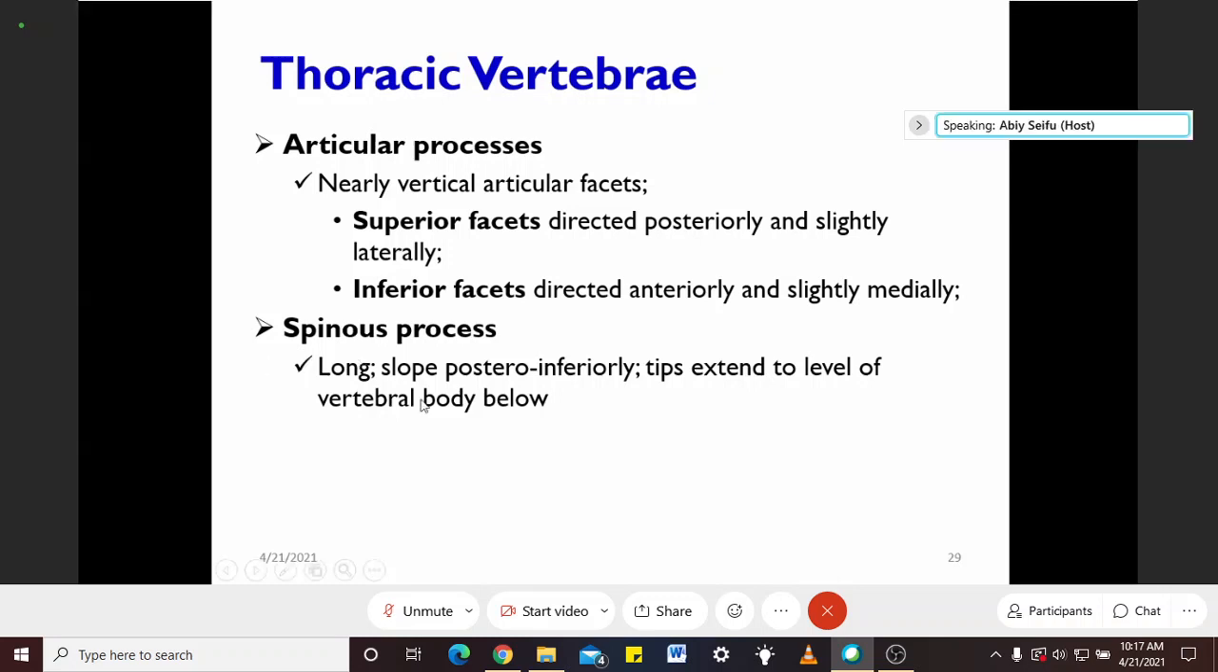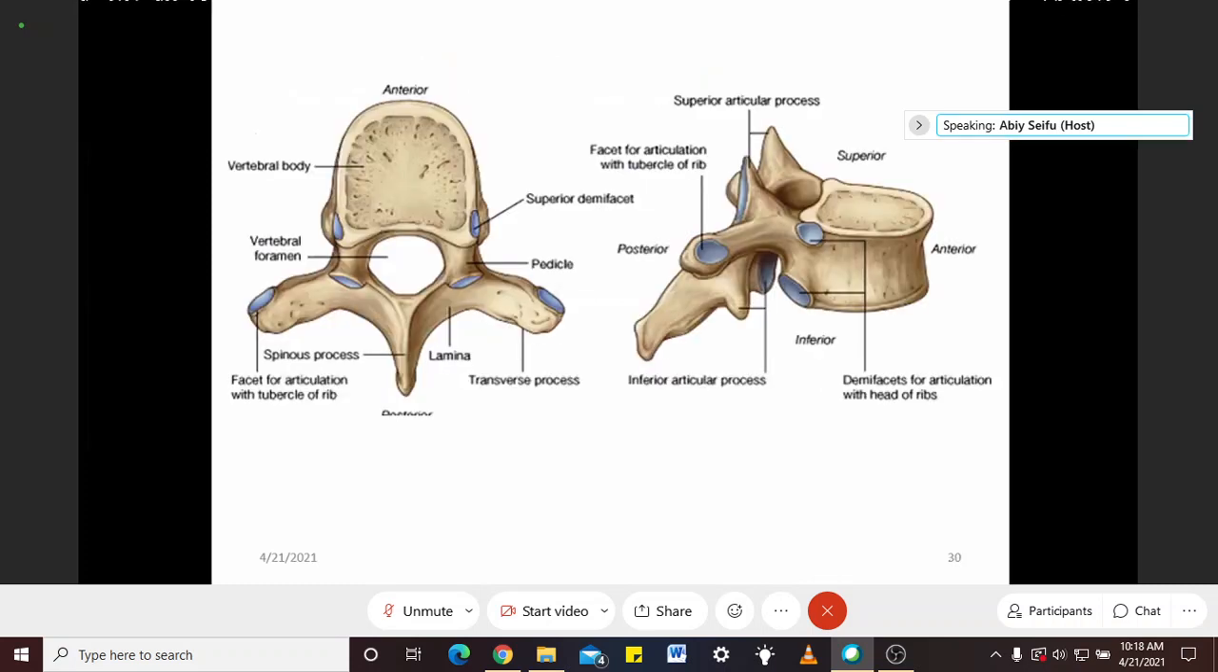Whereas the spinous process is longer and highly sloping, and it covers the inferior vertebral body. Because it is longer and slopes downward, it covers the posterior surface of the inferior vertebral body that is present inferiorly. You see, from the lateral view, the spinous process is sharply downward.